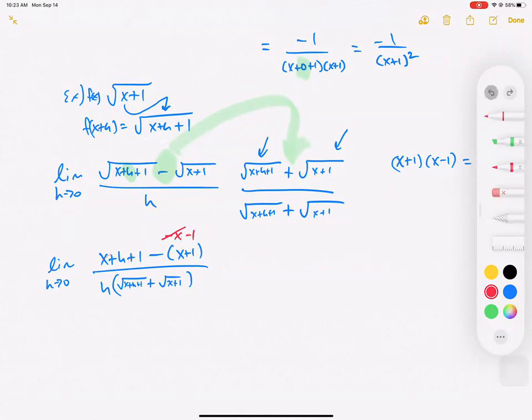So not only do we clean up the top, we reveal our imposter. Limit as h goes to 0. And we're left with just a positive h over h. You guys all see that imposter? Square root plus square root. We're just copying the denominator. And you can see that the h is now divided out.